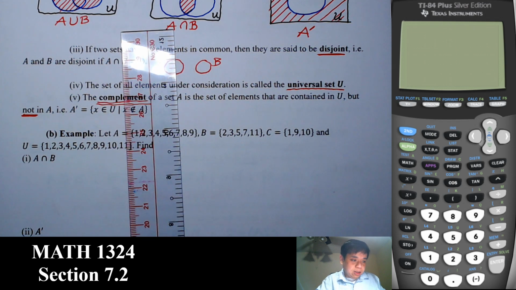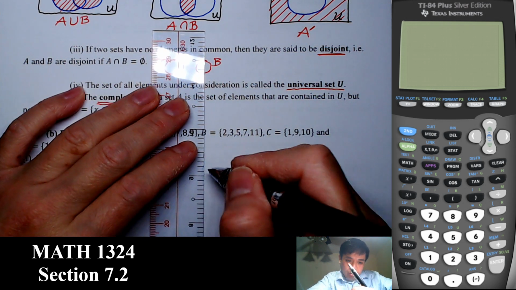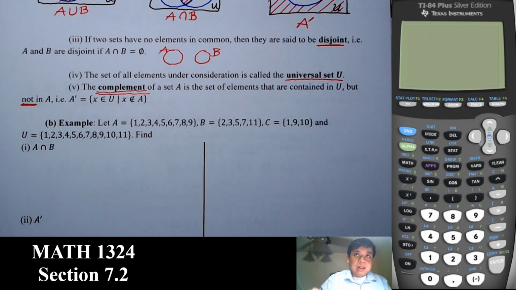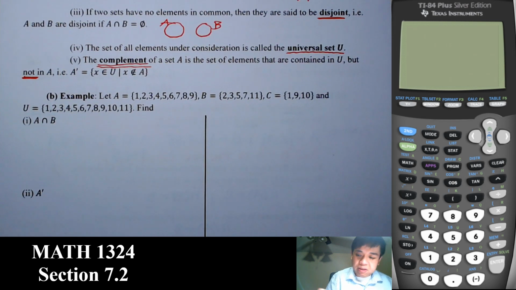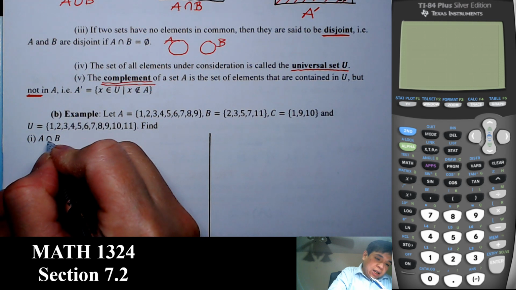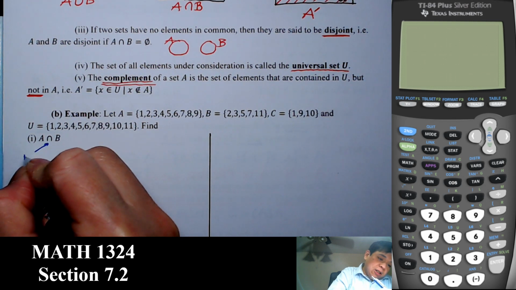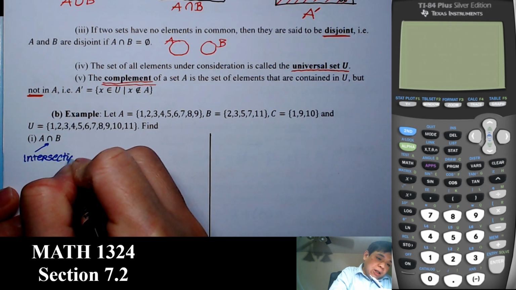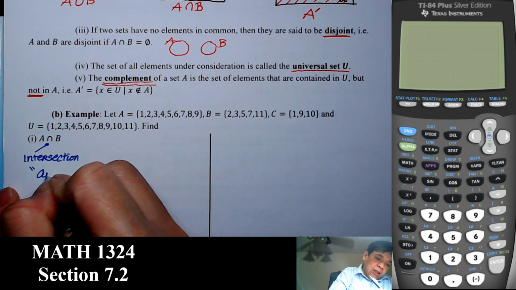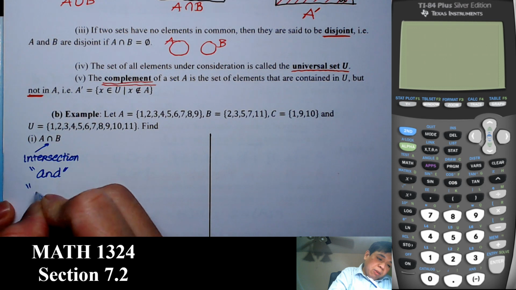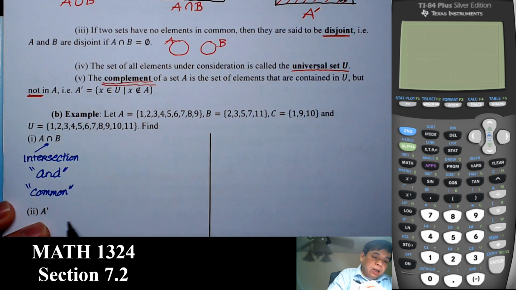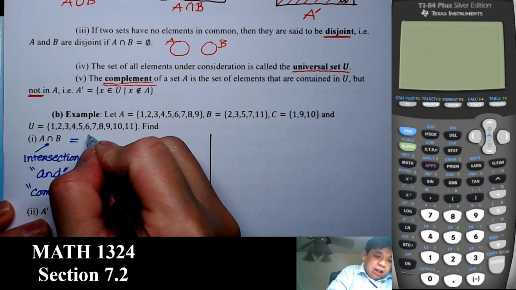Actually, I don't think we have enough examples, so I will do a few more. I just split the page in half. Right, so A and this means intersect. Intersection. That means N. That means common to both. So we have intersection of A and B.